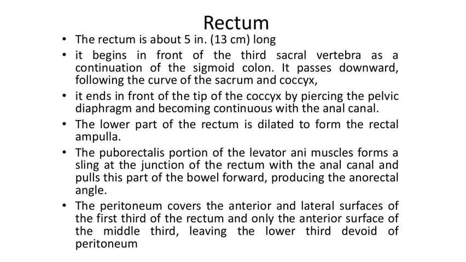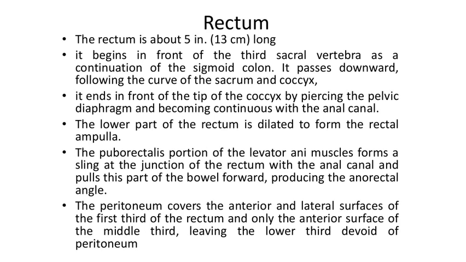The rectum is about 5 inches long. It begins in front of the third sacral vertebra as a continuation of the sigmoid colon. It passes downward following the curve of the sacrum and coccyx, and ends in front of the tail of the coccyx by piercing the pelvic diaphragm and becoming continuous with the anal canal. The lower part of the rectum is dilated to form the rectal ampulla.